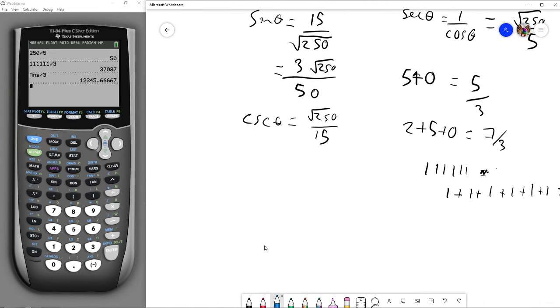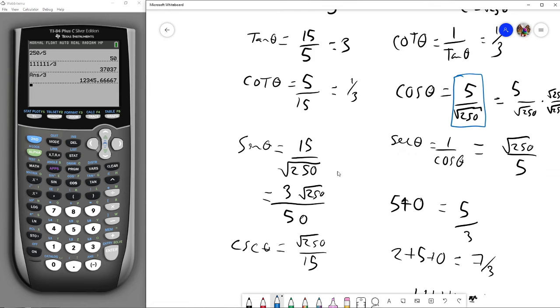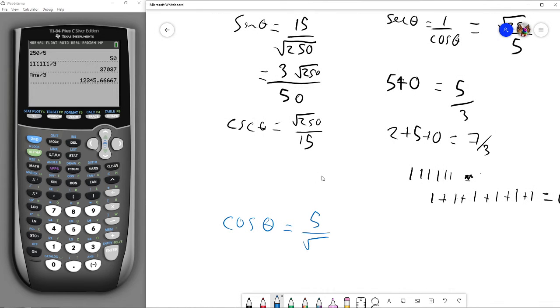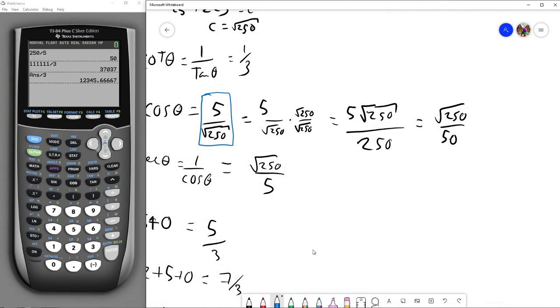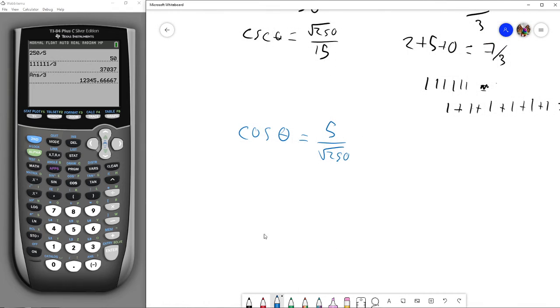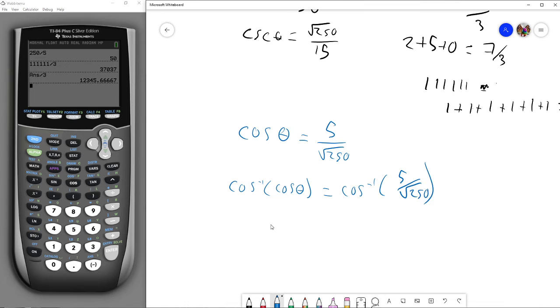So, if we want to find theta, we know that cosine theta is equal to, what did we say, 5 over square root 250. It doesn't really matter if you pick this one here or this one here to work with, same thing. So what we learned previously is that we can use the inverse trig functions. So if we take arc cosine of cosine theta, this has to equal the arc cosine of 5 over root 250. So what you do to one side, you have to do to the other.